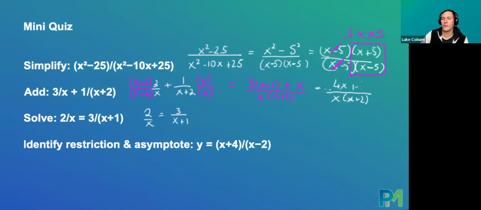Four x plus 6, and now we're done. We could even factorize out a 2 from the top line if we wanted to. So 2 times x plus 3 over x times x plus 2. So now we're done.